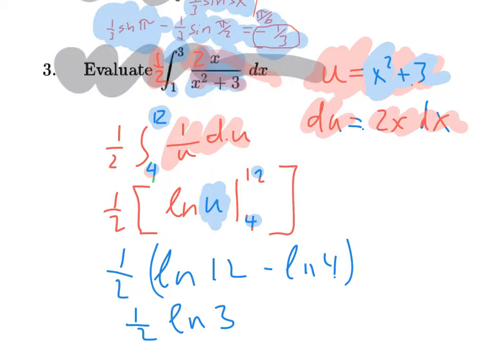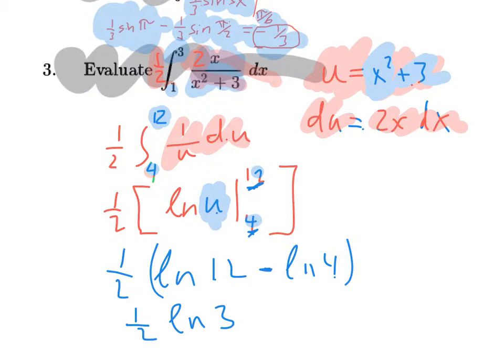Just a mental check, because I do tend to make mistakes, especially if I do stuff live. So that's natural log of 12, that's natural log of 4. Subtraction would make it a division thing. 12 divided by 4, it should equal 3. Does it? Yes, it does.